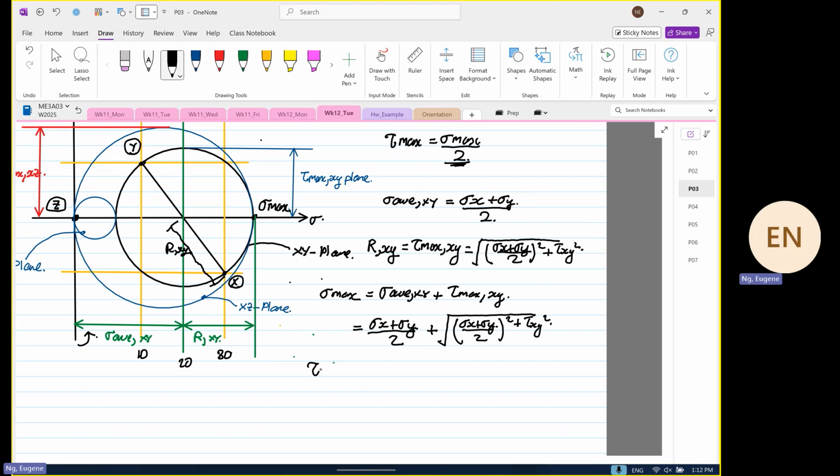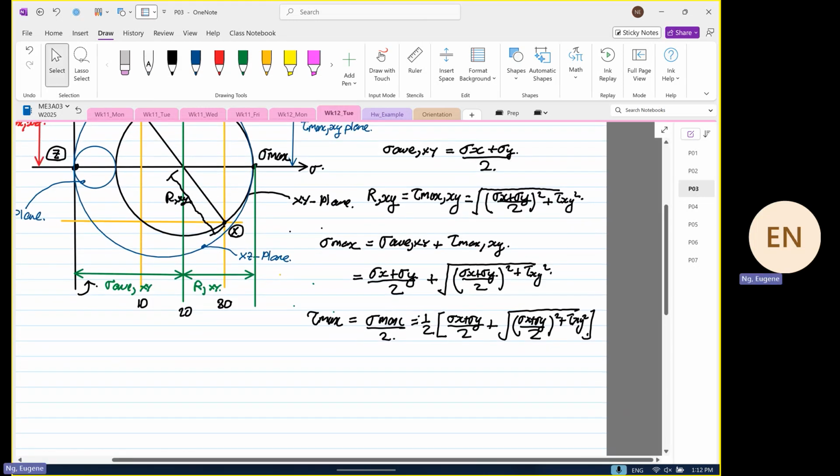And then finally, tau max will be equal to stress max divided by 2. Okay. So again, we just put this equal to half, and then we put the entire term. Close bracket.